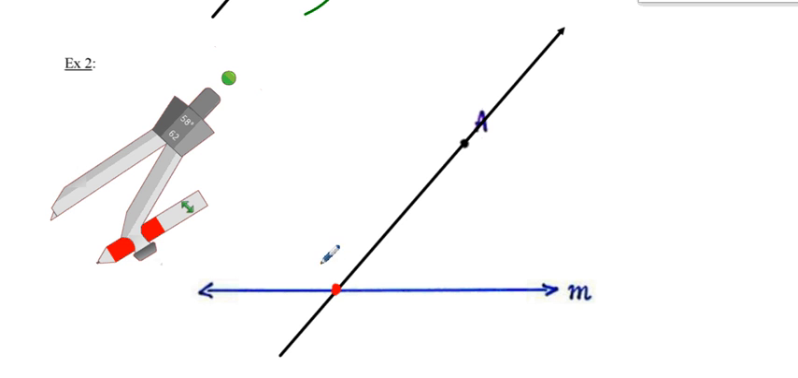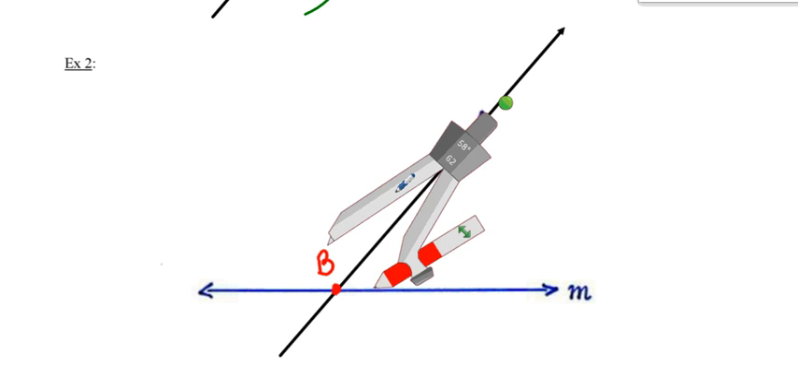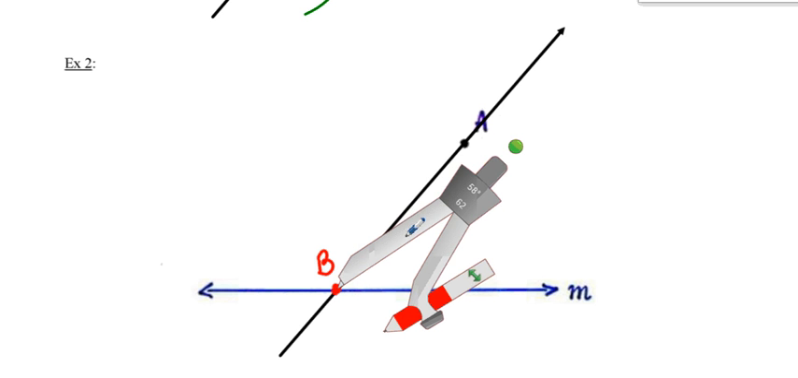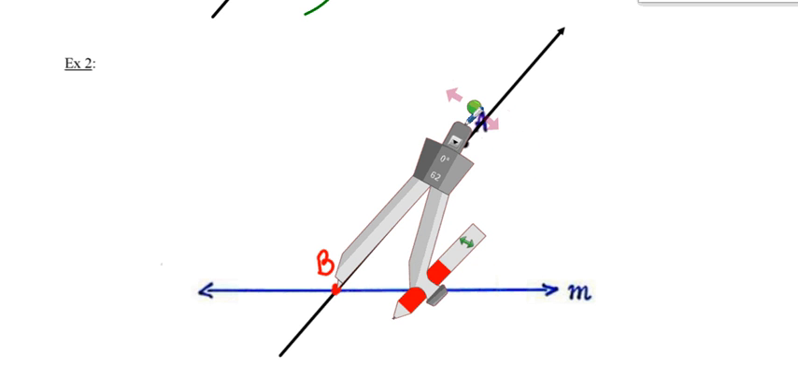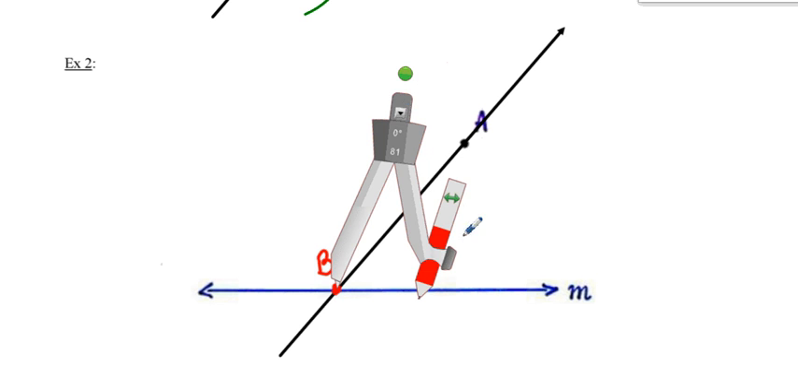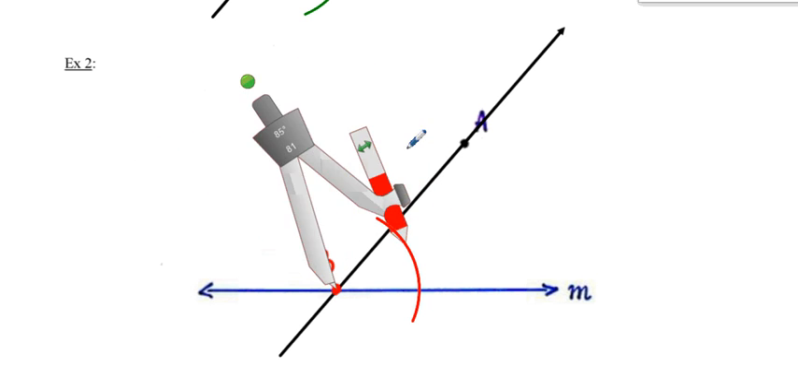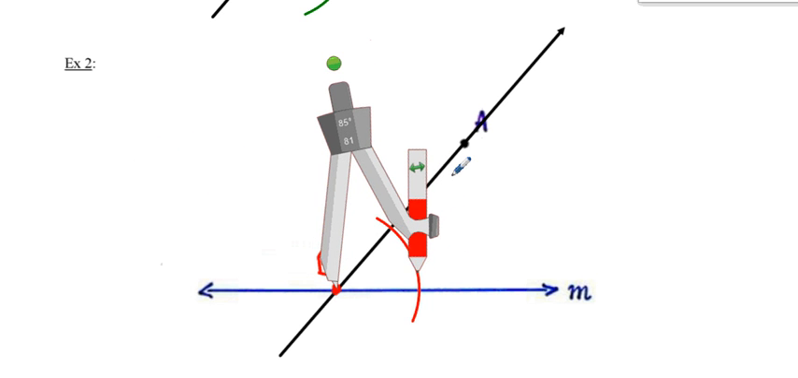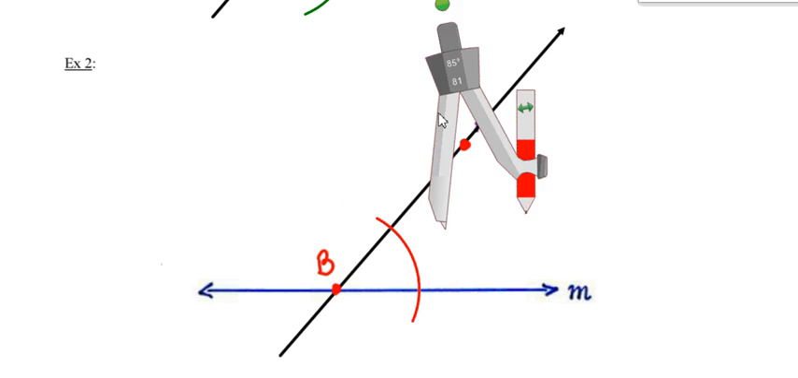I think I'm going to call this point B just so that I can talk about it as I construct. I'm now going to put the point of my compass on point B. And I'm going to use any convenient radius setting. It doesn't matter how big or small. I'm just going to draw an arc that intersects both sides of that acute angle. I'm then going to move the point of my compass up to point A and create that same arc.